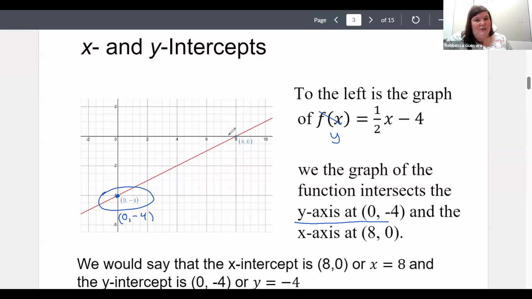But we also have another intercept up here. And this is what we're going to call your x-intercept. And that one is at 8, 0.